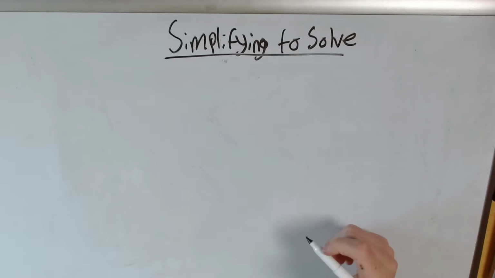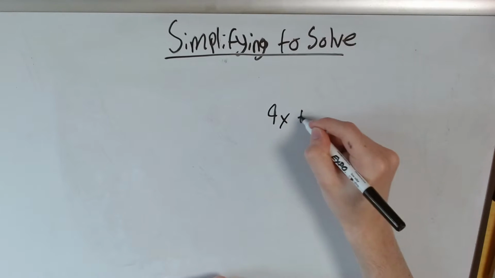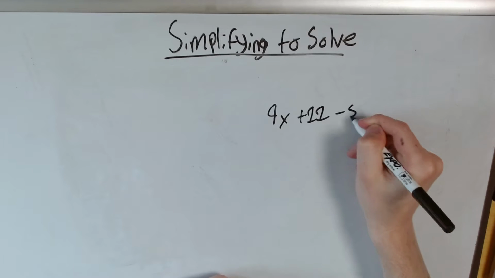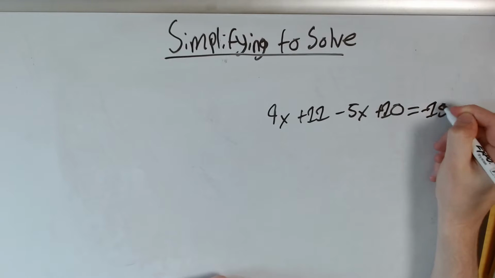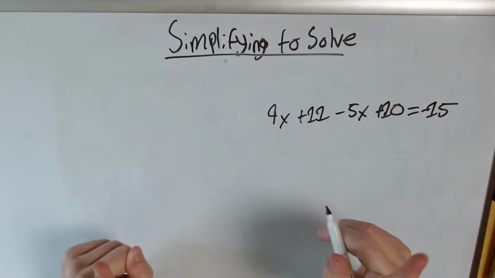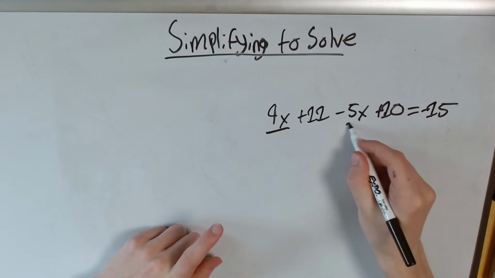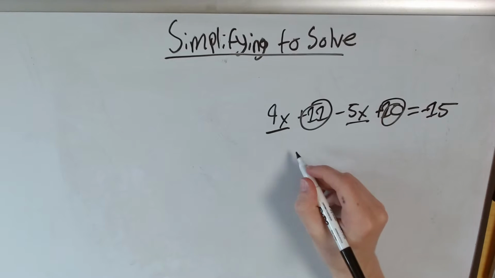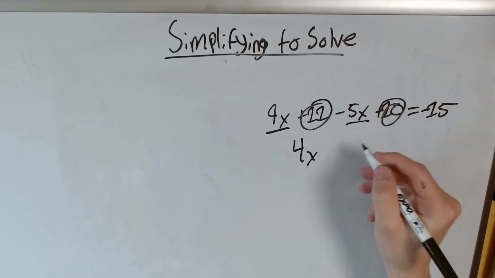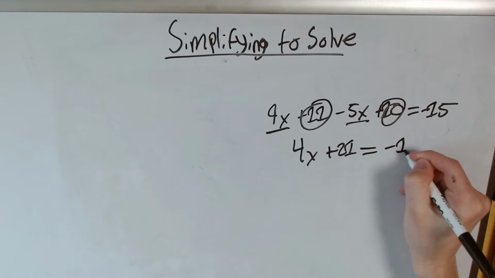What if we have more than one x on the same side of the equal sign? Right, let's say we have something like this. 9x plus 11 minus 5x plus 10 equals negative 15. What are we going to do here? The first thing we're going to want to do is combine like terms. Combine our x's and combine our numbers. Right, so 9x minus 5x is 4x. 10 plus 11 is 21. That's all equal to negative 15.